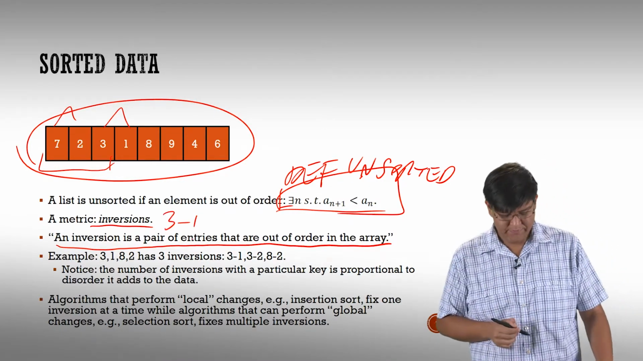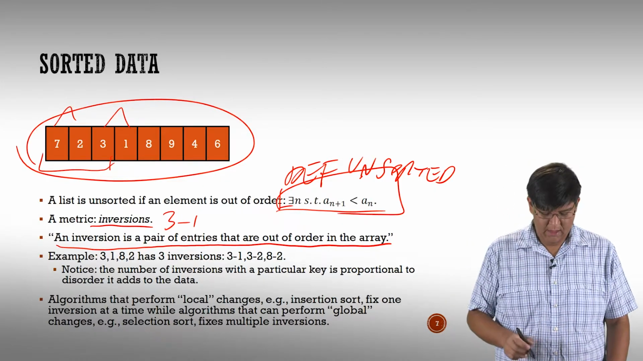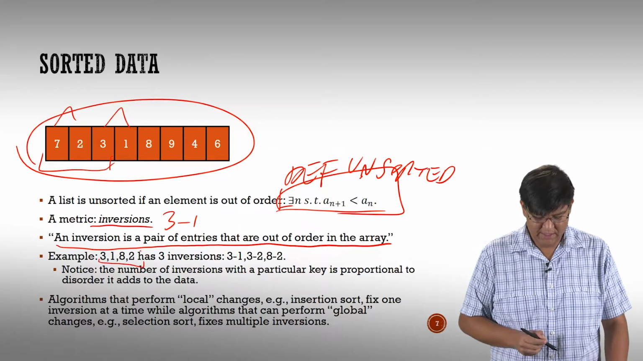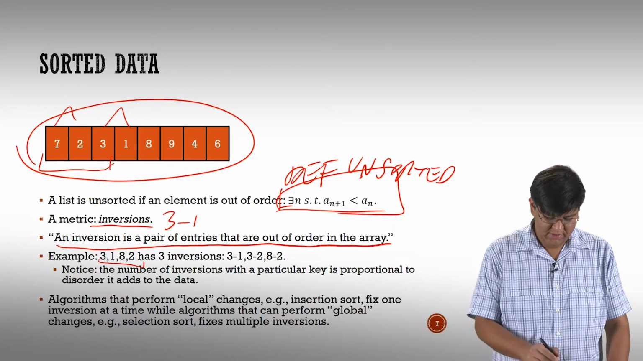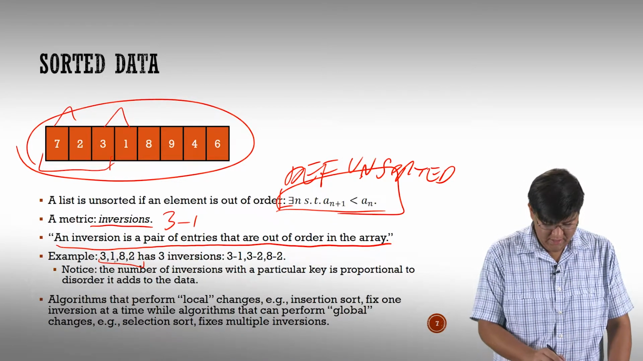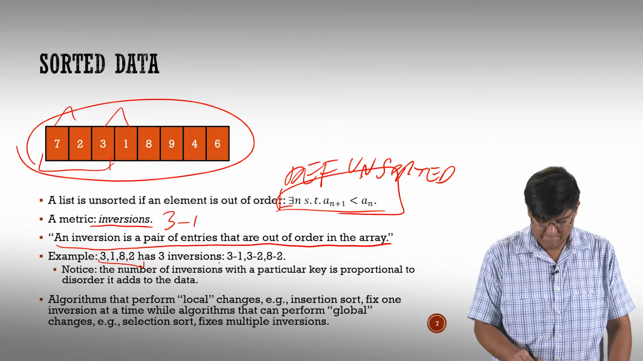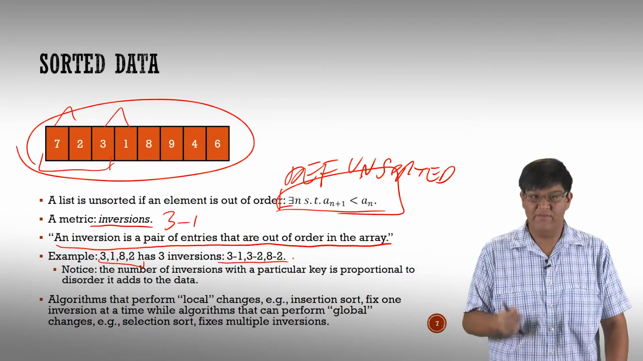Quick micro example here. We have this littler set because it's easier to analyze: 3, 1, 8, 2. That one has 3 inversions. 1 is out of order with 3. 1 is in order with 8 and 2. 3 is out of order with 2. 3 is out of order with 1. Then 8 is out of order with 2. These are our different little flips.